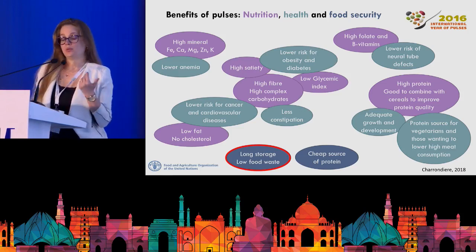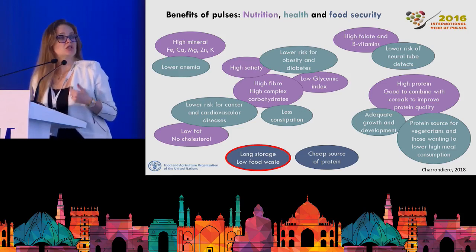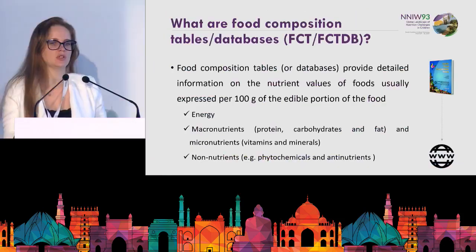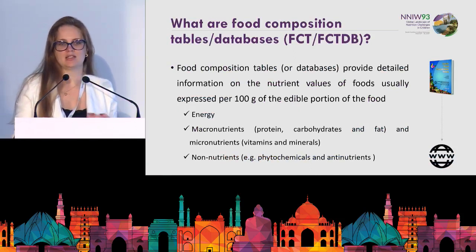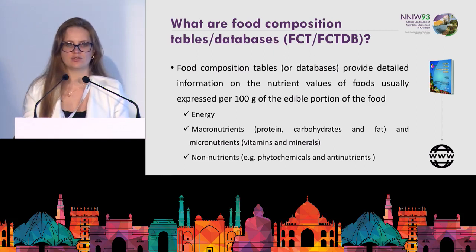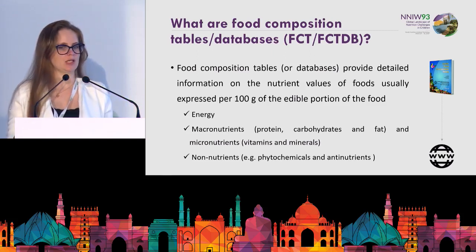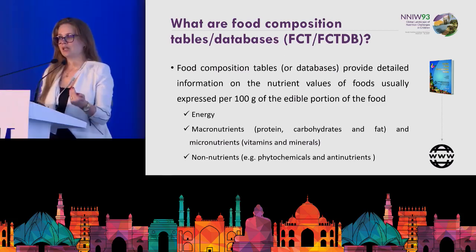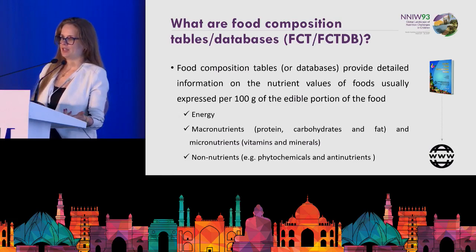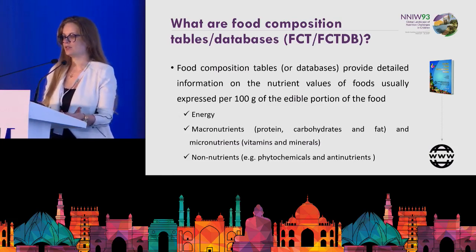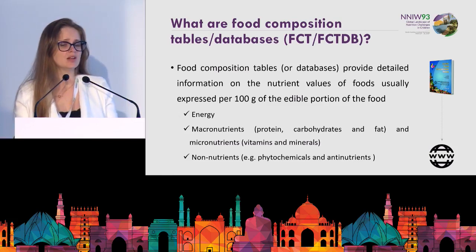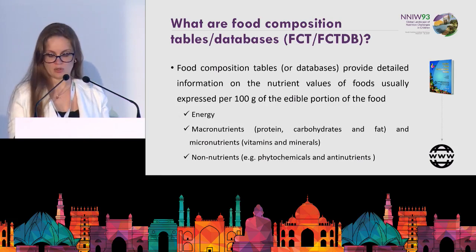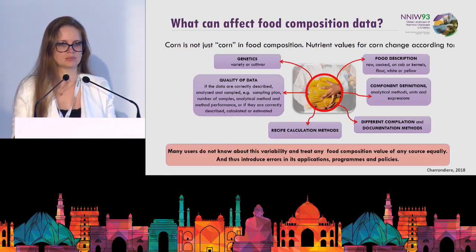And when we want to find data about food composition, where do we look for this information? We go to food composition tables or food composition databases, since they provide detailed information on the nutrient values of foods, and they are usually expressed per 100 grams of food on the edible portion. Normally, food composition tables include data for energy, macronutrients like carbohydrate, protein, and fat, and also micronutrients like vitamins and minerals. In addition, some food composition tables also have non-nutrients.